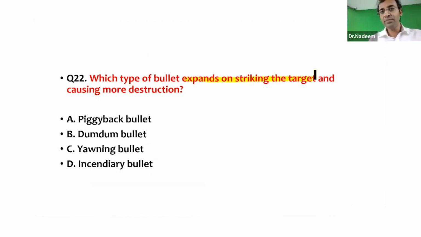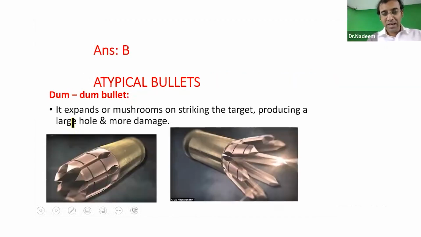Next, which type of bullet expands on striking the target, causing more destruction? It is called what? Answer, please. Dum-dum bullet. See here, dum-dum bullet, what is happening here? This will be half-jacketed, semi-jacketed. After striking the target, the dum-dum bullet will expand more. Because of that, there will be more destruction.